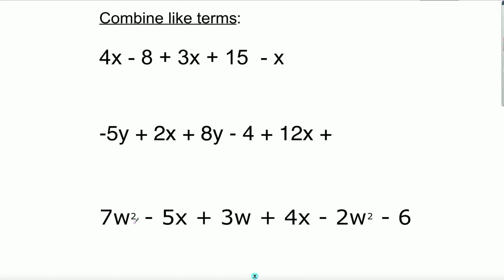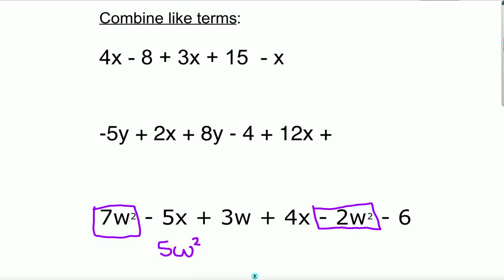So combining like terms is just when you cannot add or subtract terms unless they're the exact same variable with the same exponent. So for example, here this 5x and a 7w squared, they can't be combined because they're not alike. So when you combine like terms, I would look at all of the w squared terms and I would combine them. And by combine them, I mean I would add the coefficients. So 7 and negative 2 would make 5w squared.